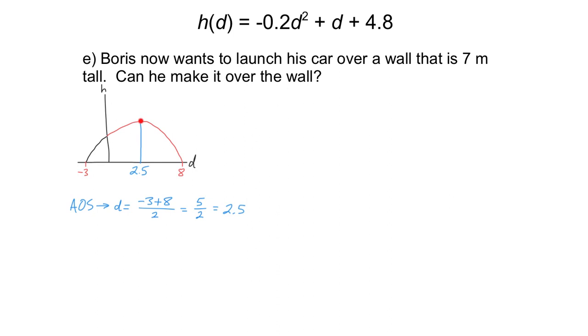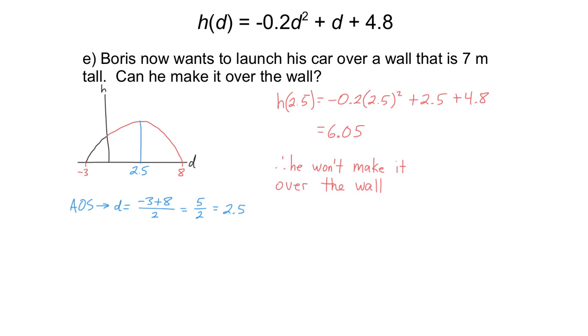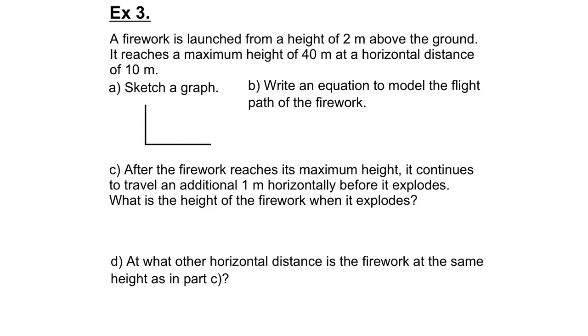Now, if we want to find the height at that point, we just have to substitute 2.5 in for d. Wherever we see a d, it's now 2.5, and do the calculation. So the height at 2.5 meters away is 6.05 meters, which means he's not going to make it over the wall. Because the wall's 7 meters high, he's only going to get a maximum height of 6.05 meters. Poor Bob.